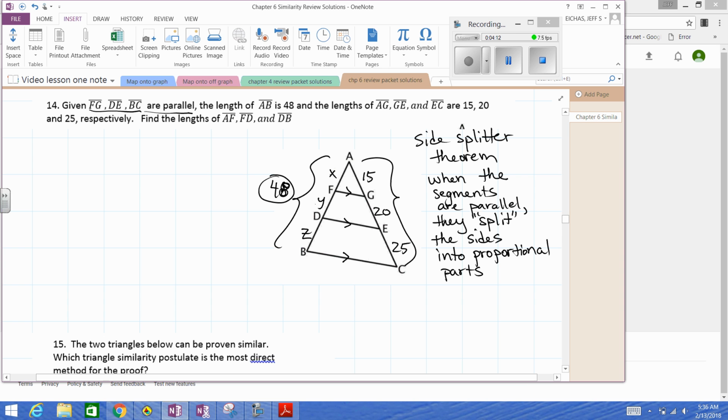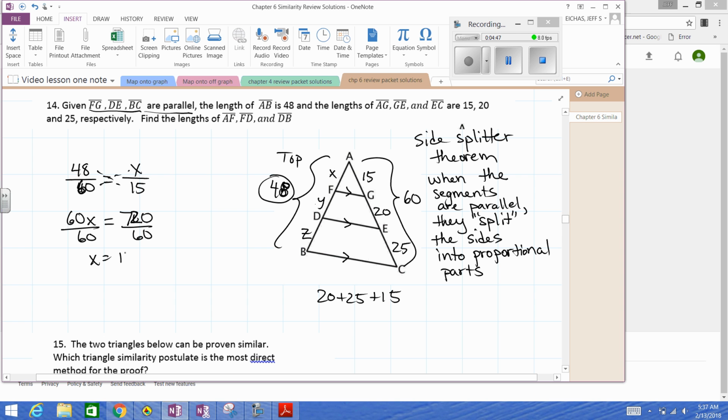What we want to do is add up those. So 20 plus 25 plus 15 is 60. So the ratio we can use, if we put these on top the whole time, is 48 to 60. Then we can start breaking apart these. 48 over 60 equals X over 15. Use cross products. Okay, 60X equals 720. And that's 12. So X is 12, so that's AF. I'm just going to put this over here to keep track of them. AF is going to be 12.